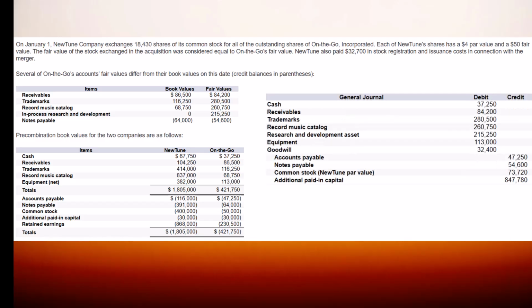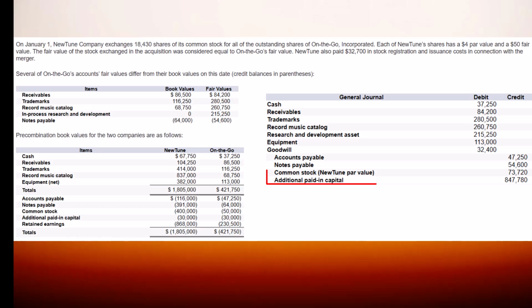With those calculations done, we can now prepare the journal entry on Newtune's books to record the merger. This is where we bring all of On the Go's assets and liabilities onto our balance sheet. First, we debit all the assets acquired at their fair values. You can see the list here: cash, receivables, trademarks, and so on, all the way down to the goodwill of $32,400 that we just calculated. Next, we credit the liabilities we assumed, also at their fair values: accounts payable and notes payable. The main credit is to equity, for the shares we issued. This is a two-part credit.